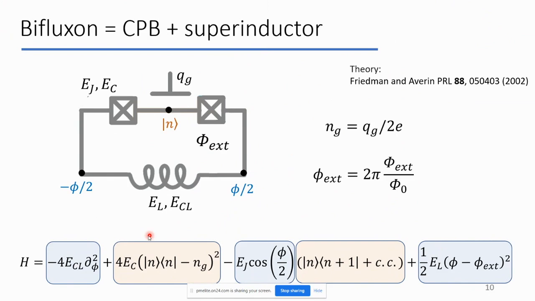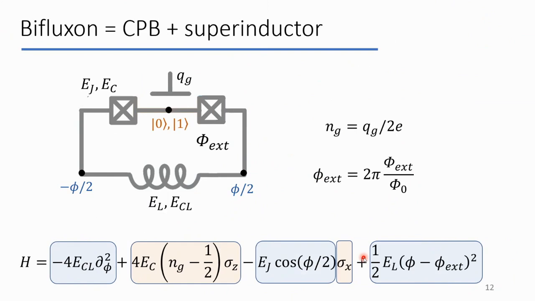The full Hamiltonian in the variables of phase across the inductor and the Cooper pair number on the island is written here, but to make our life easier and understand what's going on, we can restrict ourselves by considering only two charging states on the island, and then on-site energy becomes just sigma z, Josephson coupling sigma x. Okay, and after that we can set our ng, which is reduced charge, to exactly 0.5.